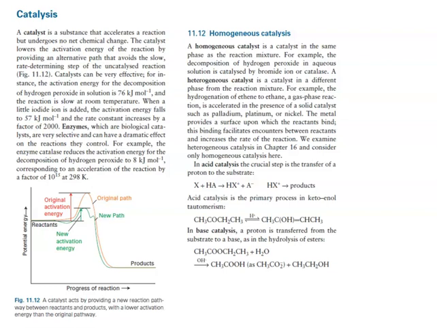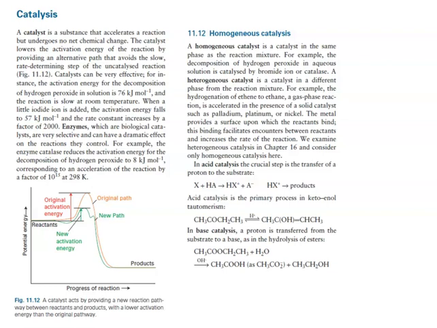A heterogeneous catalyst is a catalyst in a different phase from the reaction mixture. For example, the hydrogenation of ethene to ethane, a gas phase reaction, is accelerated in the presence of a solid catalyst such as palladium, platinum, or nickel. The metal provides a surface upon which the reactant binds. This binding facilitates encounters between reactants and increases the rate of reaction. We examine heterogeneous catalysts in Chapter 16 and consider only homogeneous catalysts here in this chapter.